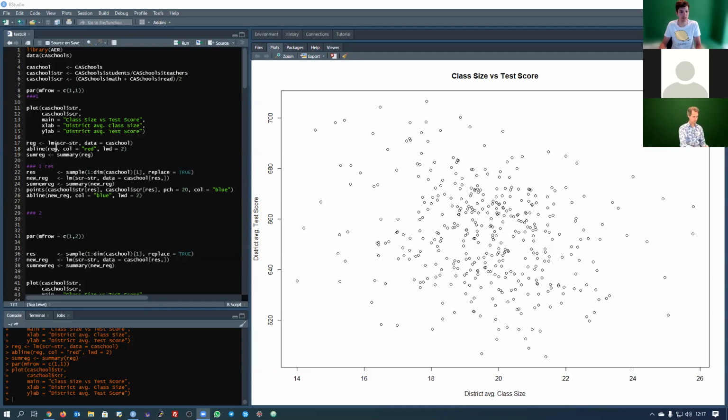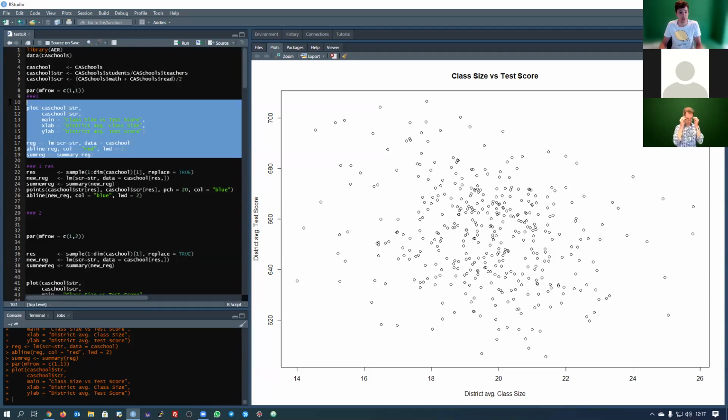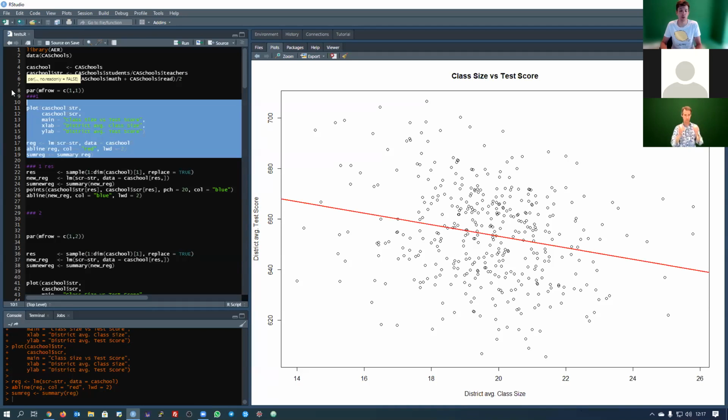And what we have done so far is to run a regression and plot the regression line. We computed the intercept and we computed the slope coefficient of that line, and we already saw that there seems to be a negative dependence between class size on the one hand and test score on the other hand. So larger classes tend to have a worse test score.